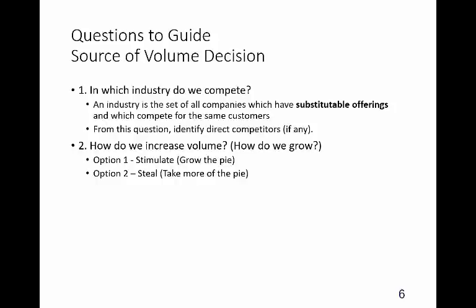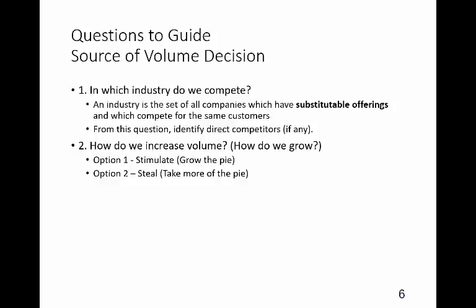So typically we say don't be myopic, but in this case we are going to be myopic. We're going to define our industry very narrowly as the set of all companies which have substitutable offerings and compete for the same customers. So again, competing for the same target market and whose offerings could be considered substitutable if there are competitors like that. So that's going to help us to identify those direct competitors.